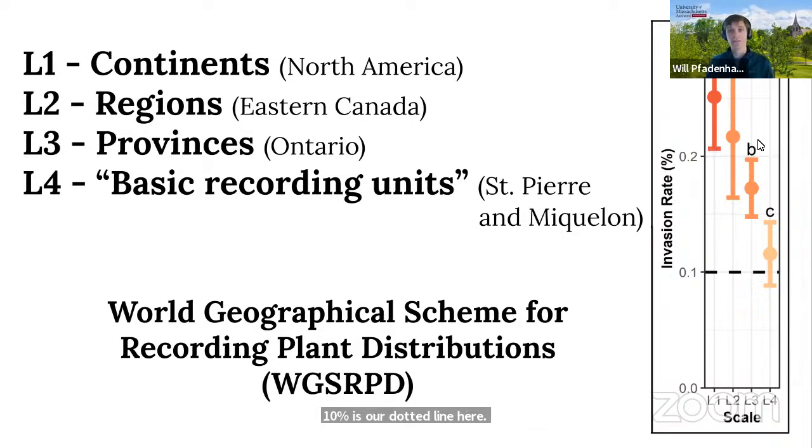So right off the bat, it looks like the tens rule is not really a good estimate of these invasion rates. The other thing that comes out pretty clearly here is that invasion rates get smaller as you get narrower in scale. I'll talk more about both of these patterns in a bit more detail with each one of these different levels.